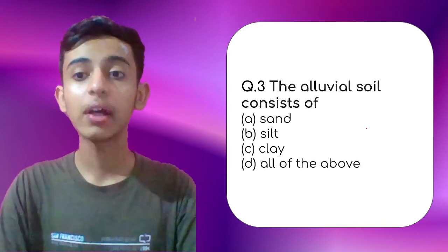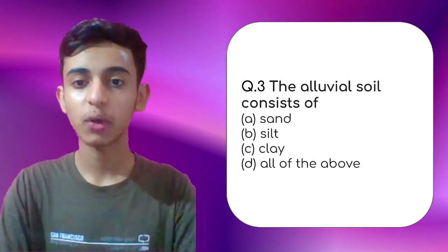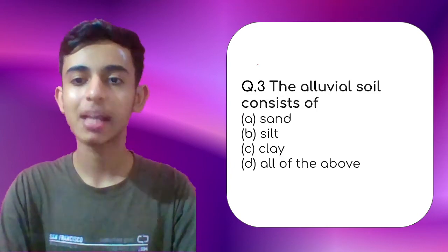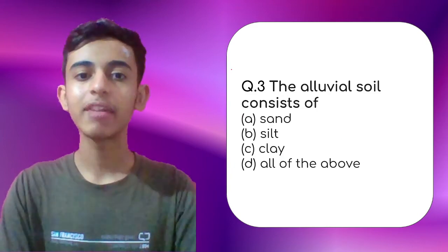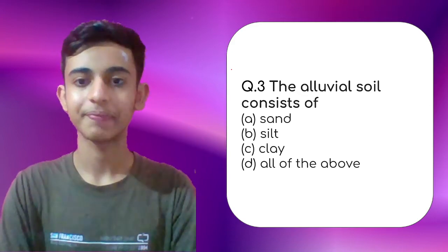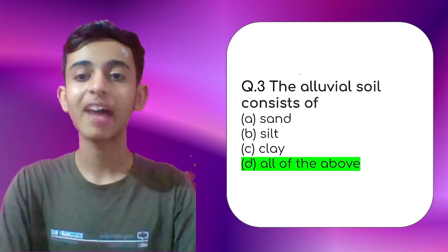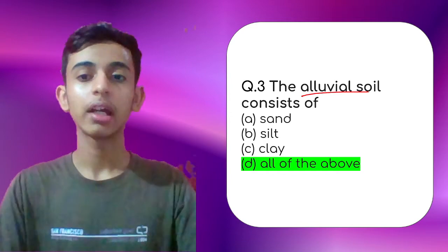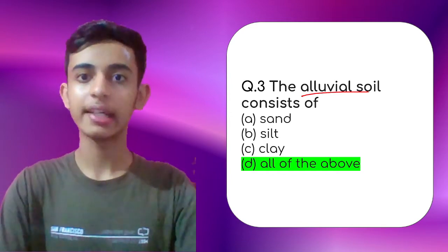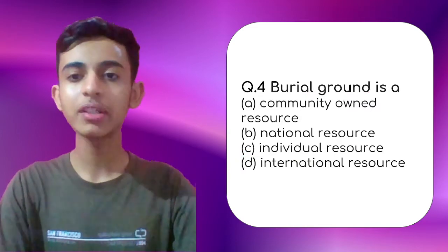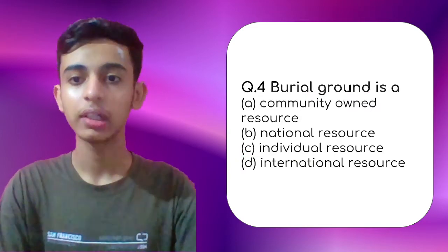Question 3 for you. The alluvial soil consists of what? Sand, silt, clay, all of the above. Easy. 5 seconds to you. Let me know in the comments. Everyone is gonna let me know. Your time's up. All of the above. Alluvial soil is composed of your sand, your silt, as well as your clay. Right, everyone?